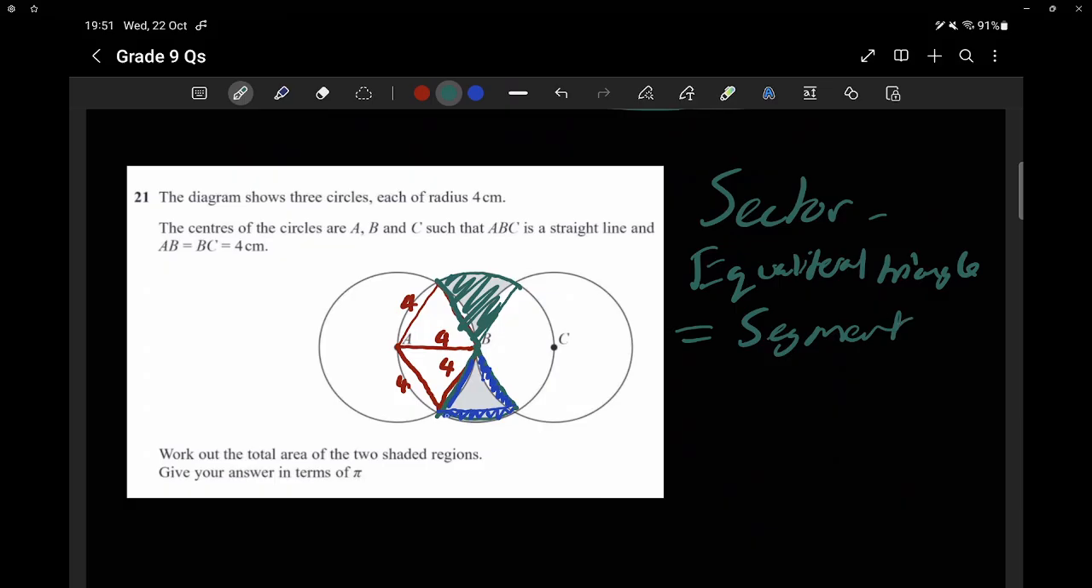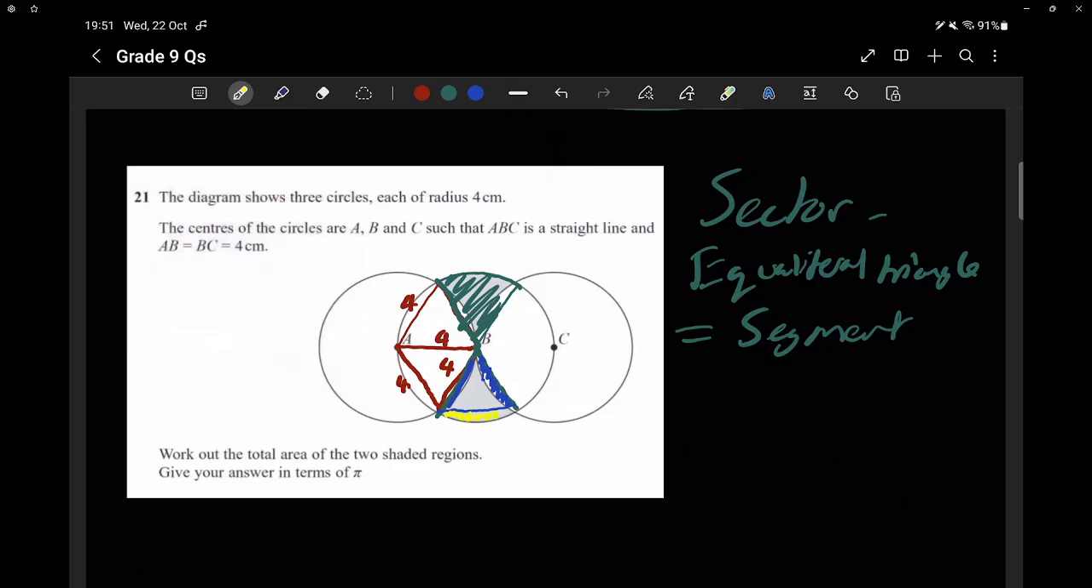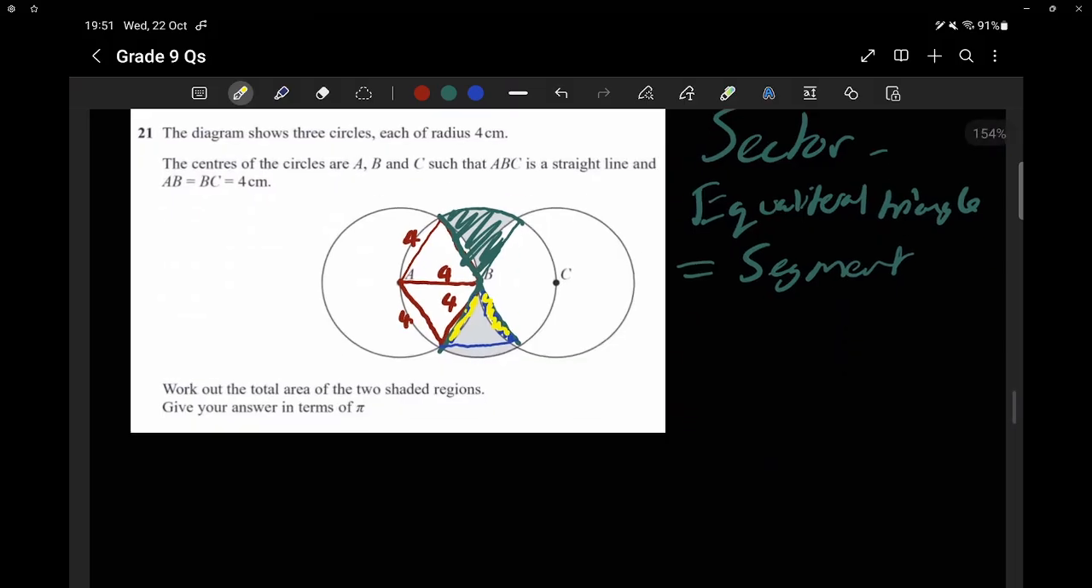Okay, so this bit down here, I've just coloured in green, maybe I'll do it in a different colour, make it a bit clearer. Let's go yellow. This bit down here in yellow, that is our segment, and it is the same as these two little segments here. And then once we take away those two segments, the ones that I've now just left from the sector, we get the shaded area. Okay, but first let's work out the area of the sector and the area of the equilateral triangle to then find the area of the segment.